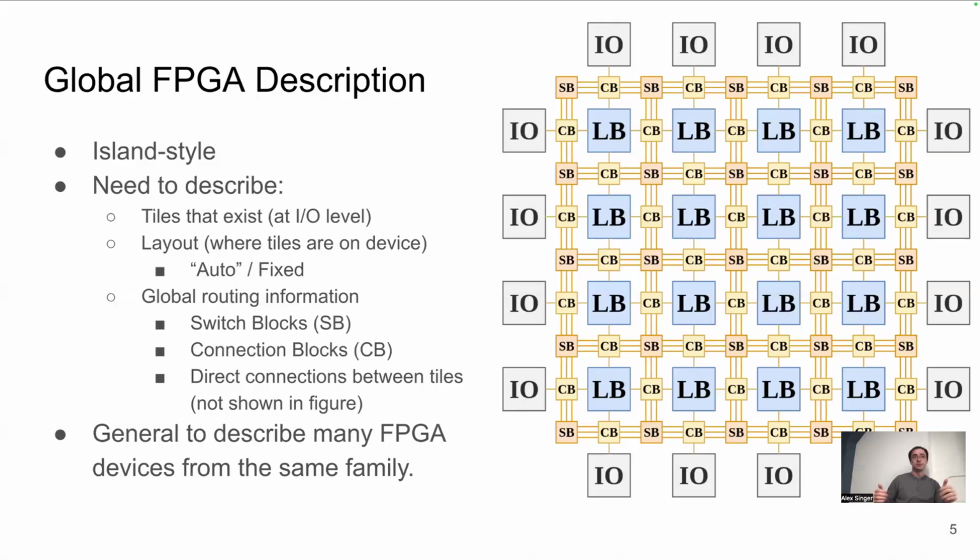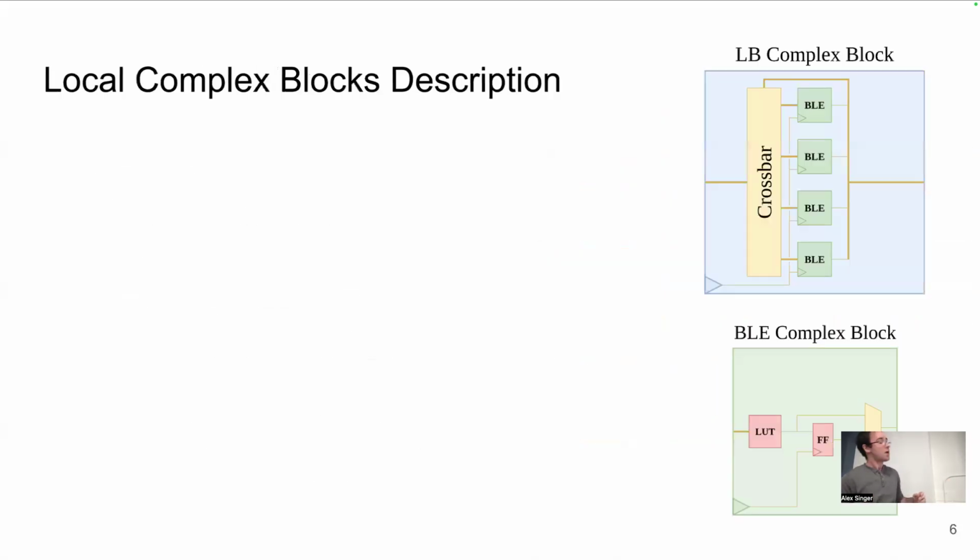All good? Cool. The local complex block description is where we go inside each of those tiles to describe what's inside of them. So in this case, what I have is my logic block. Let's say it has 4 basic logic elements inside of it, where the inputs are a full crossbar, and each output can feed back into that crossbar and or go out of the chip.